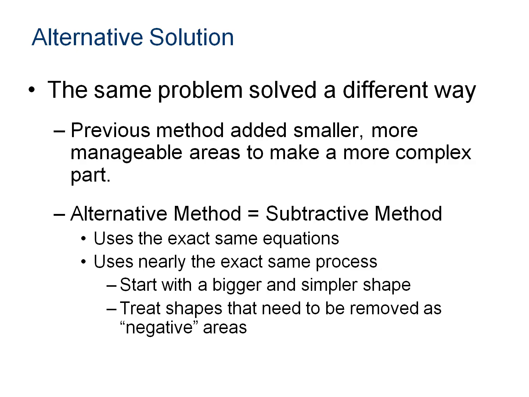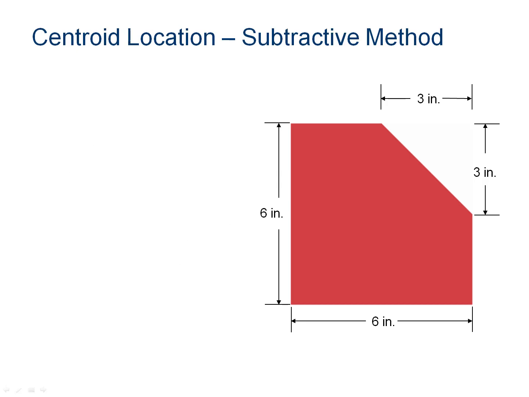The only difference is for areas that we subtract, we call them negative areas. Negative areas. Now I know that's dumb. There's no such thing as a negative area, but we do that for the mathematics in this. So let's look at this shape. What we really see, or what I see when I look at it, is a 6 by 6 square. And it looks like there's a 3 by 3 rectangle cut out of that 6 by 6 square.